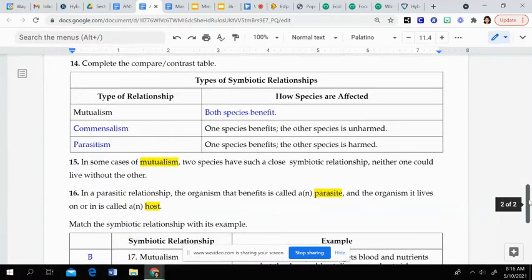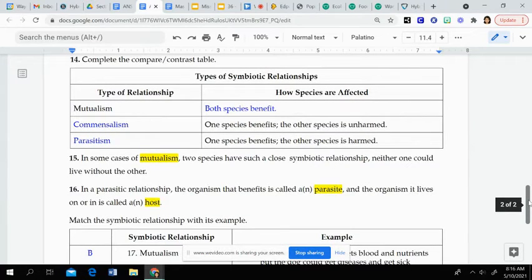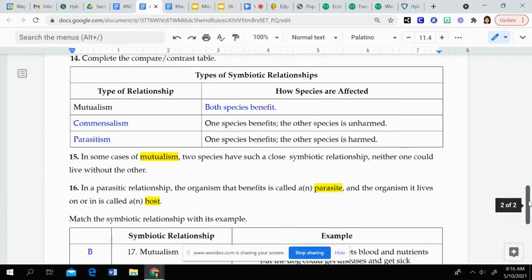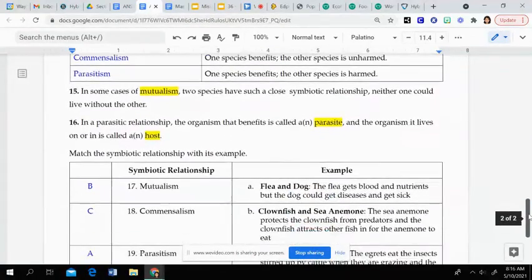If you complete the compare and contrast table, mutualism is where both species benefit. Commensalism is where one species benefits and the other is unharmed or unaffected. And then parasitism is where one species benefits while the other is harmed. Then, in some cases of mutualism, where both species benefit, they have such a close relationship that neither could live without each other. So they're so codependent on each other that they need each other to stay safe, to survive, and things like that.